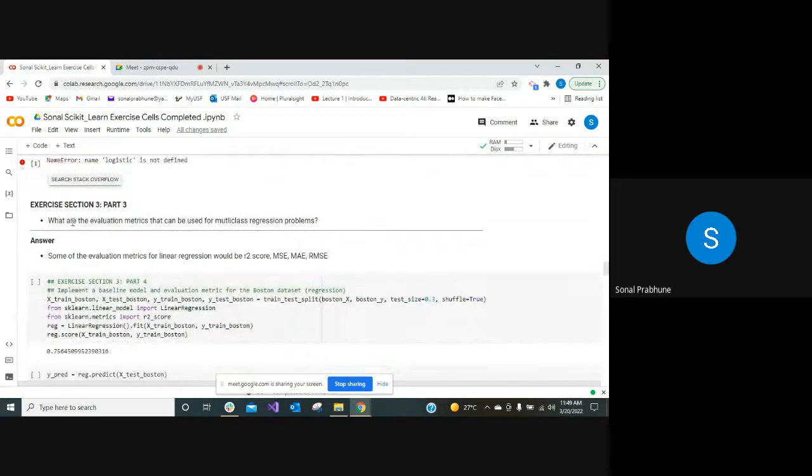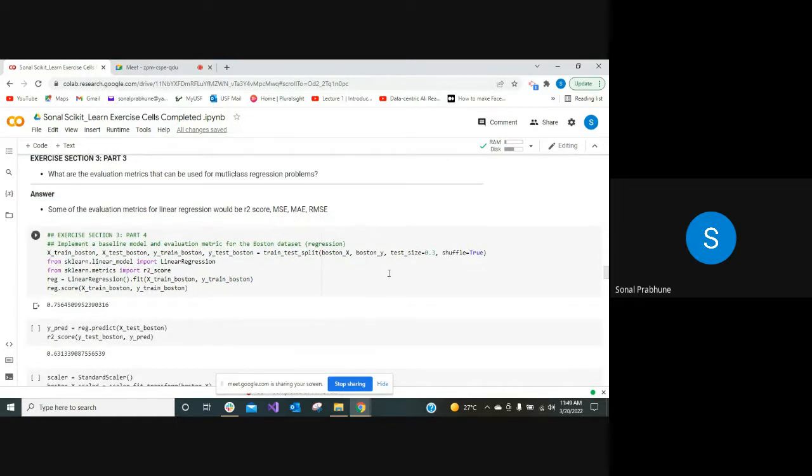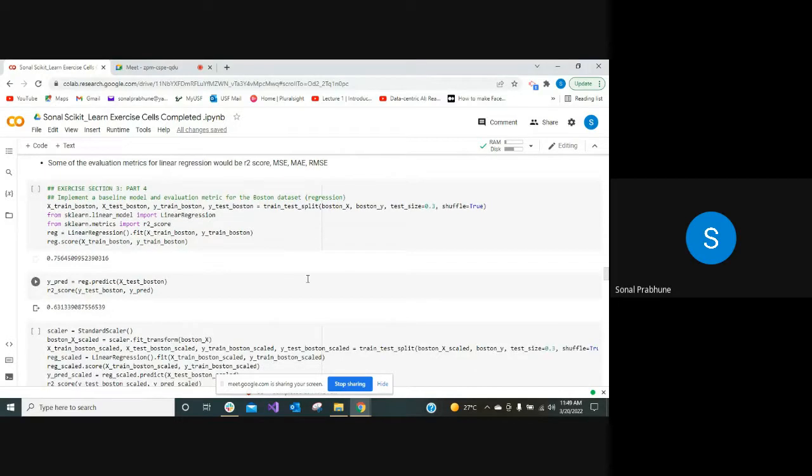The evaluation metrics for regression problems would be R square, mean squared error, mean absolute error, and root mean square error. Those were the answers to the evaluation metrics that could be used for regression problems.